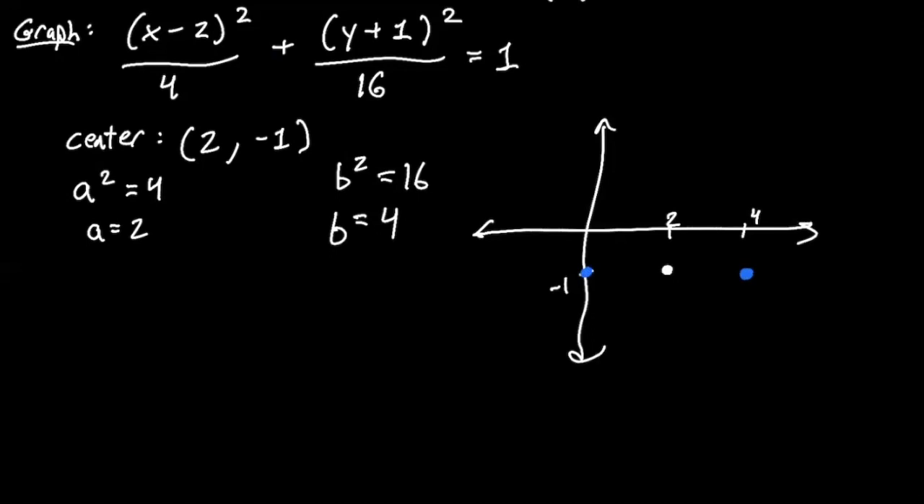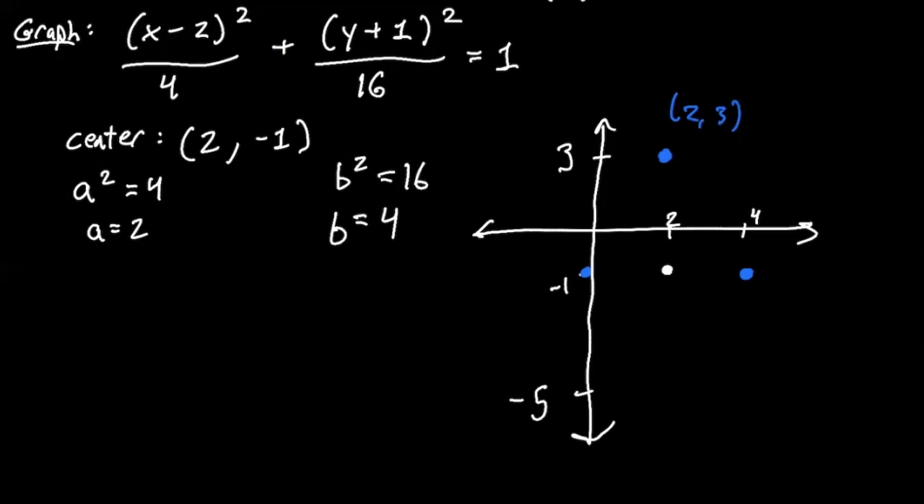And then the y radius is 4. So if we go 4 up from negative 1, we get to positive 3. If we go 4 down from negative 1, we end up with, oops, I'm just going to extend this, negative 5. So we have a point from the center. We go up 4 to positive 3. And this is one of our vertices, 2, 3. And our other vertex is going down by 4. So 2, negative 5 is our other vertex.